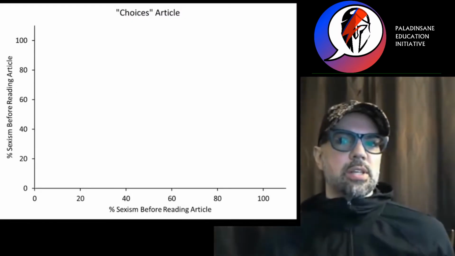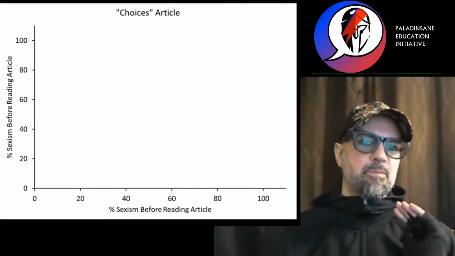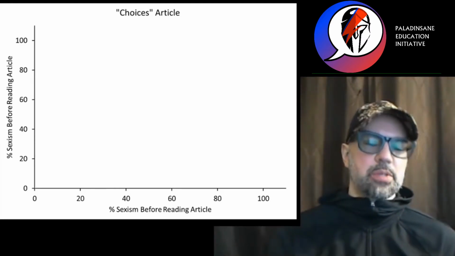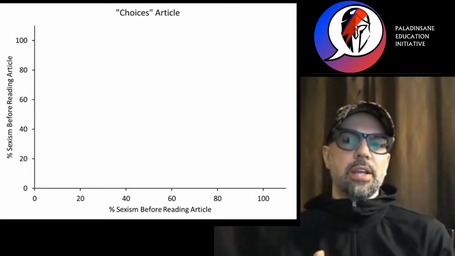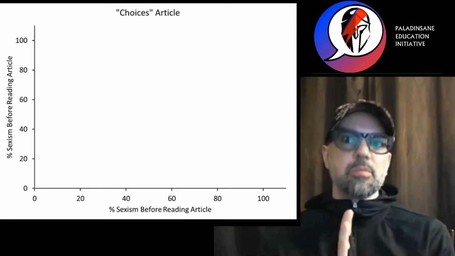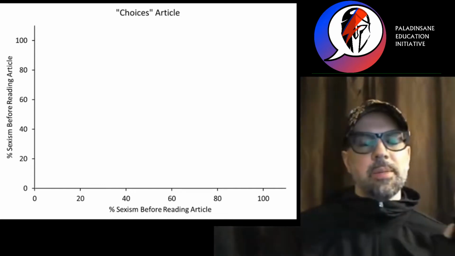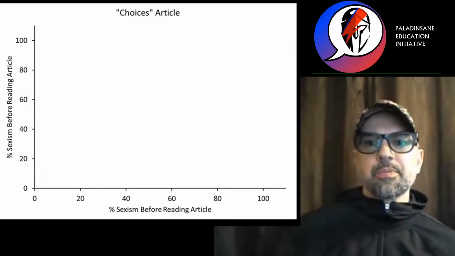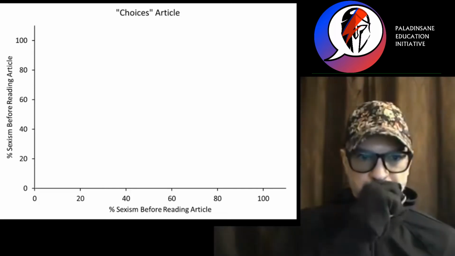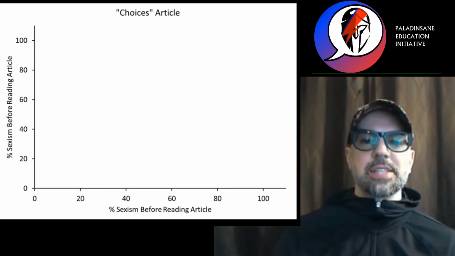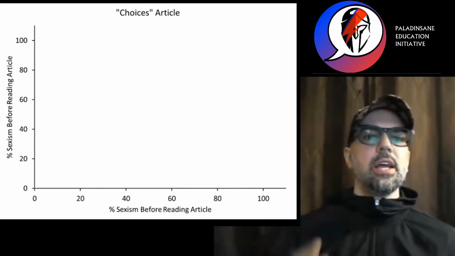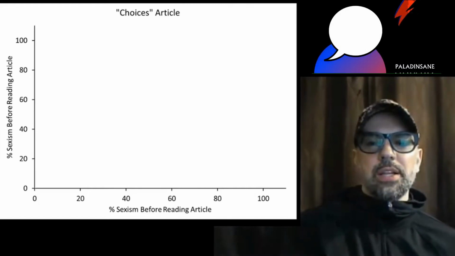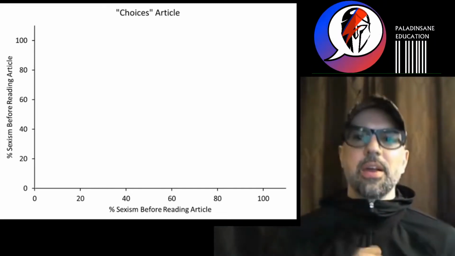So we're going to take a look at the choices article first. This is data from the students that judged how much they thought the pay gap was due to sexism before reading that choices article, which said that the pay gap is due to choices alone between men and women, and then after reading the article. On the x-axis, we have their percent sexism before reading the article. And on the y-axis, we also have their percent sexism before reading the article. And I'll explain why those two are the same in just a moment.